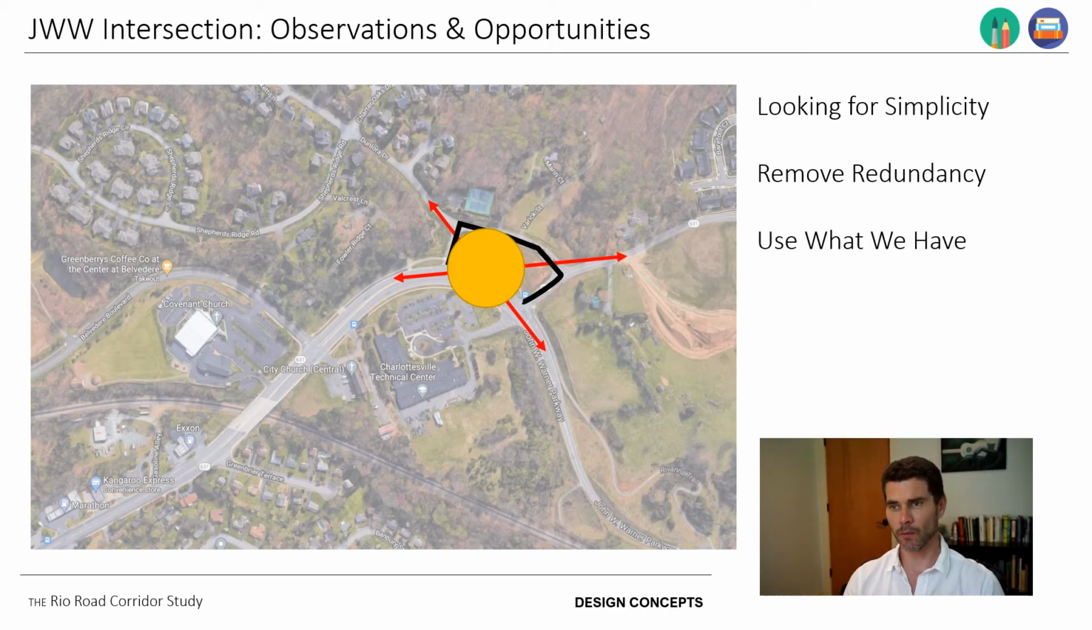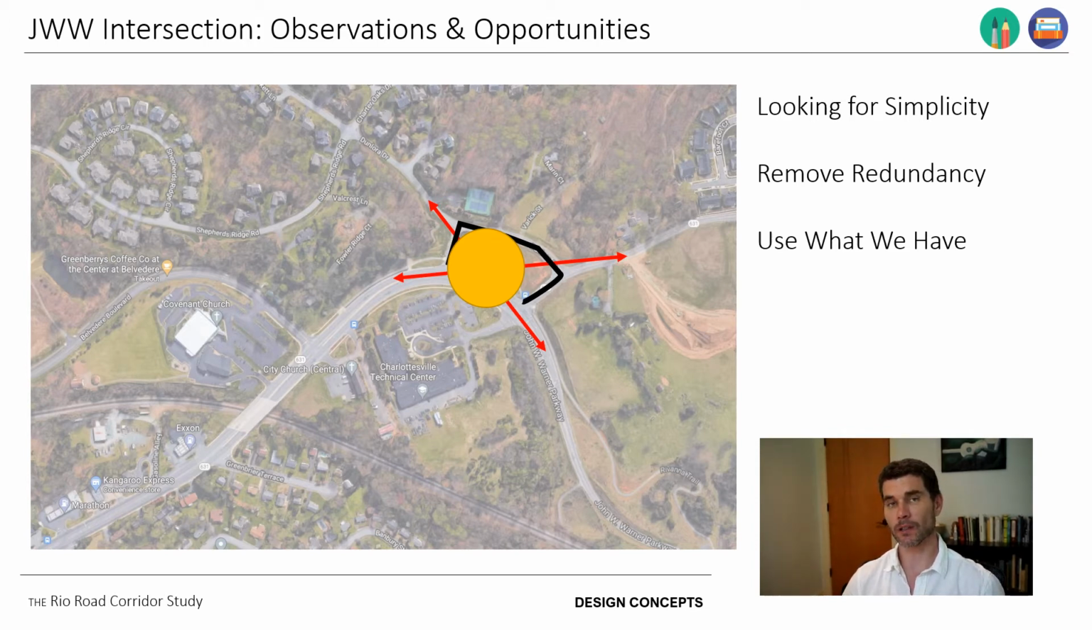The other thing we want to do is use what we have. And well, what do we have? We have Smart Scale funding dollars on the table that are provided for a roundabout. And so we don't want to lose that money. We want the solution that we're proposing to be of the same intent of what was funded. And so we're going to be proposing a roundabout.